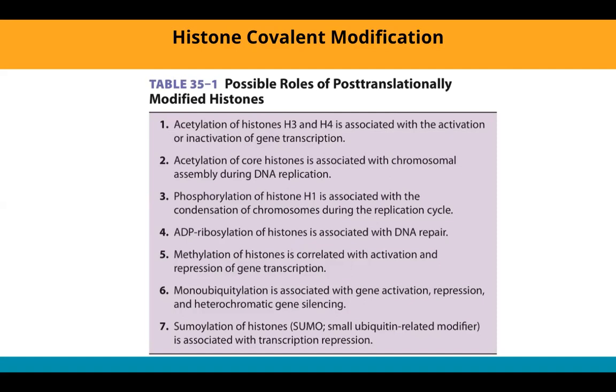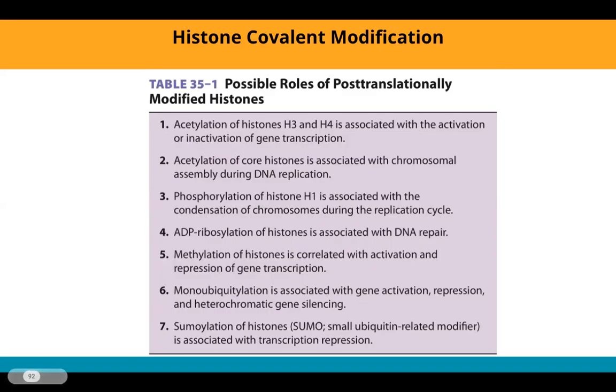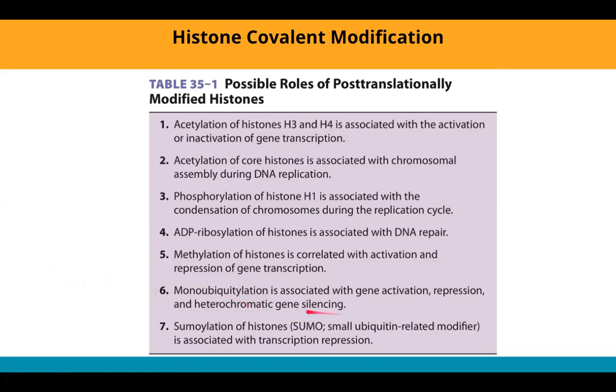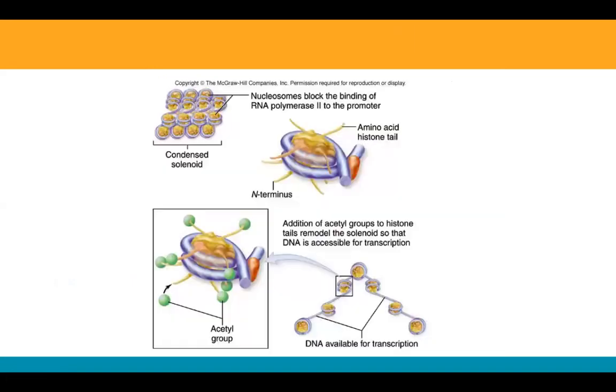Phosphorylation of histone H1 is associated with the condensation of chromosomes during the replication cycle. The ADP ribosylation of histone is associated with DNA repair. Methylation of histone is correlated with activation and repression of gene transcription. Monoubiquitination is associated with gene activation, repression, and heterochromatic gene silencing, and sumoylation of histone, where SUMO stands for small ubiquitin-related modifier, is associated with transcription repression.